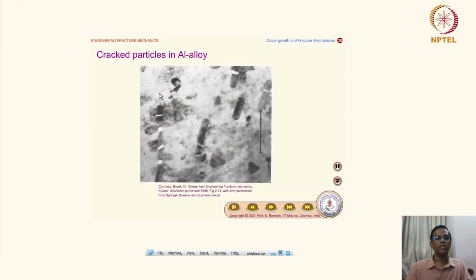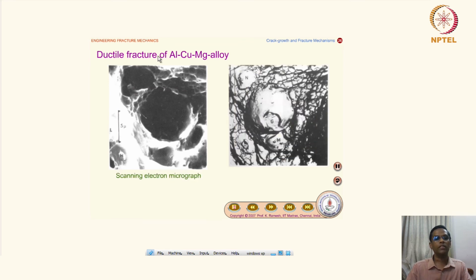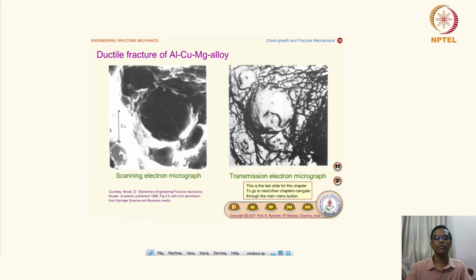You can see that it's an actual micrograph, a cracked particle in an aluminum pipe. You can see that they are all broken, they are coarse particles, and the small particles are also visible, some of them. And this is a fracture in an aluminum copper magnesium alloy. It's an SEM image, and this is a TEM image.